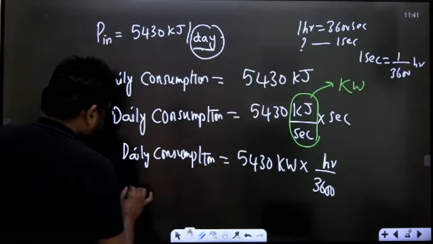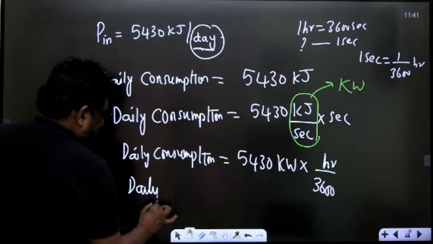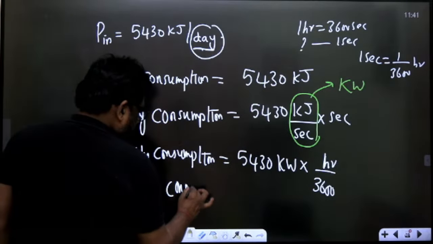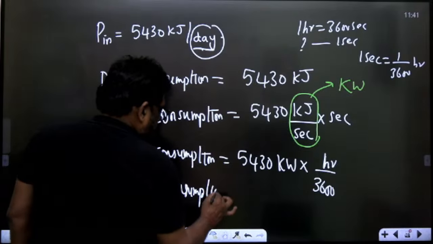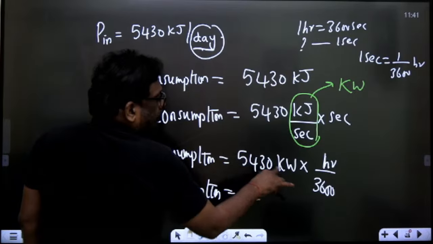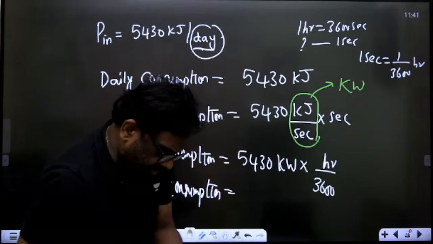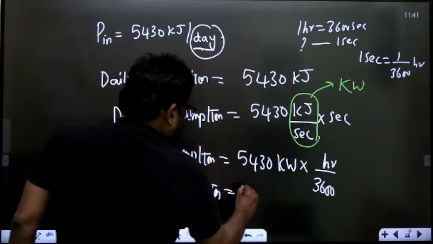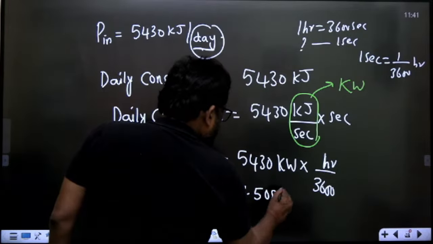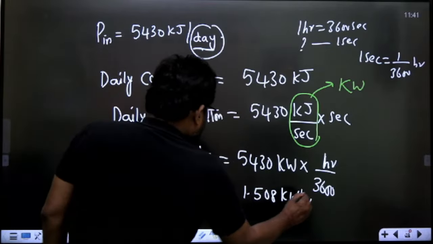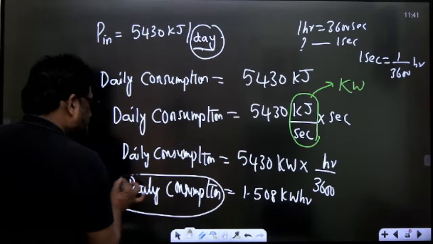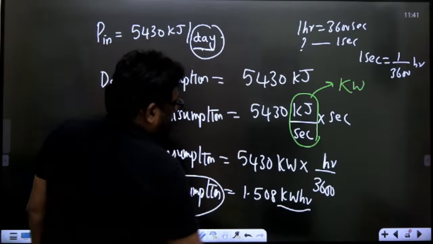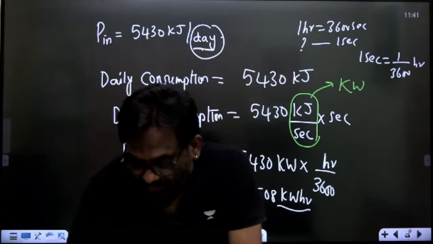So therefore, the daily consumption is equal to, what is the value of this, sir? 5430 divided by 3600, 1.508 kilowatt hour. So this is the daily consumption in kilowatt hour. The answer is 1.508. अच्छा question था sir.